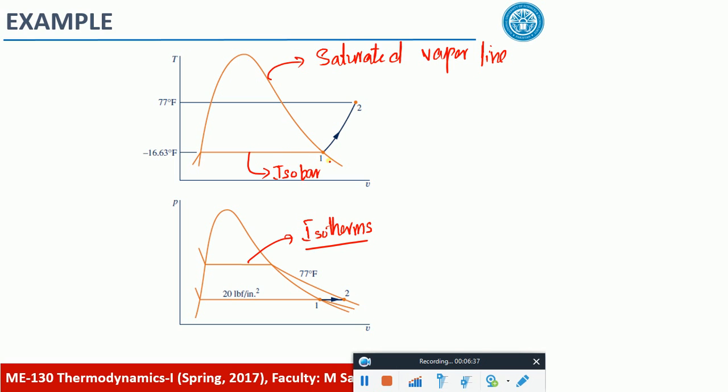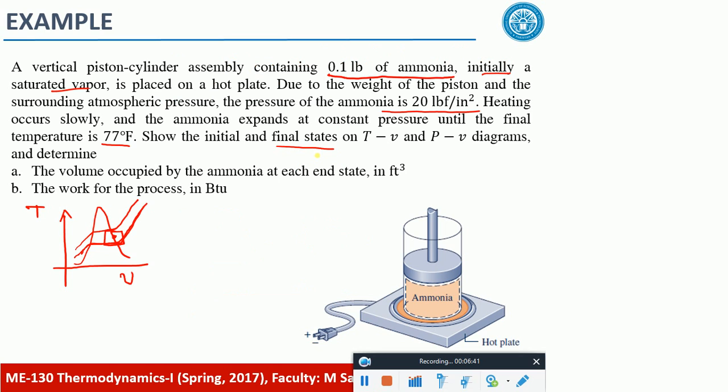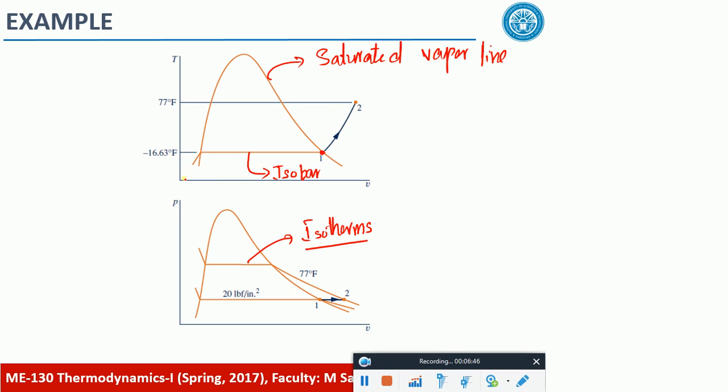This is the saturated vapor line. So your point is somewhere over there, right? And this line is having a pressure of what? 20 pound force per inch square. So this pressure is 20 pound force per inch square.